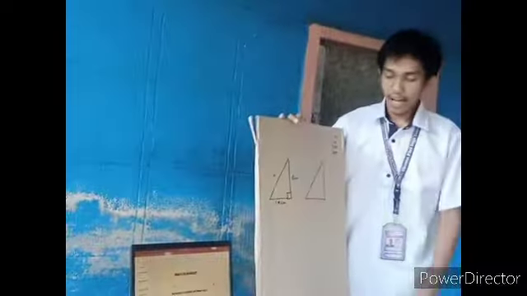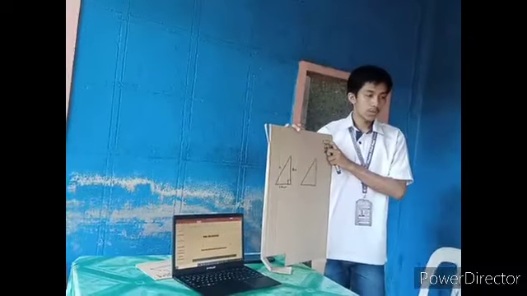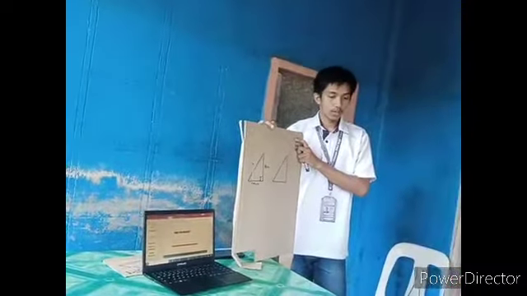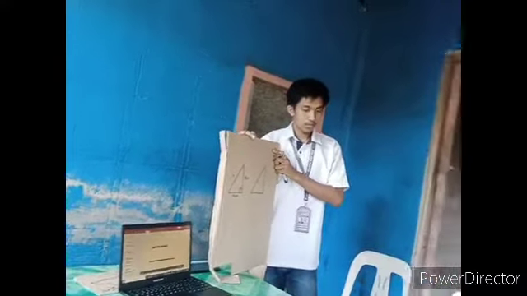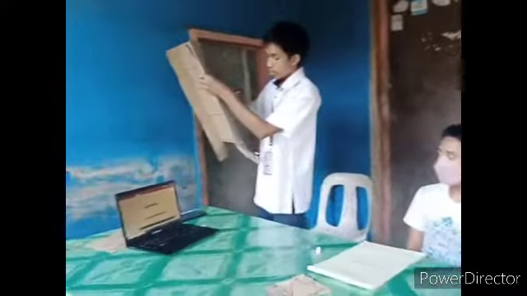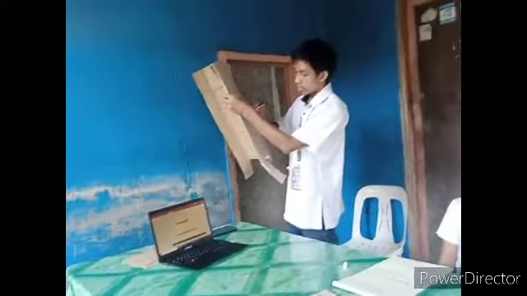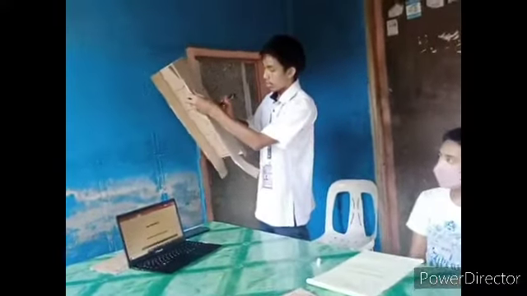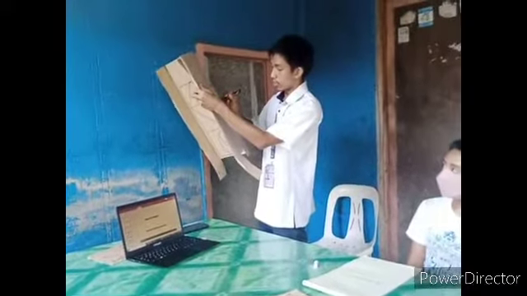And the adjacent side is 15 cm. So, how we will find the hypotenuse? Using the formula we discussed before, sir, by substituting the two given values. And the formula is a raised to the second power plus b raised to the second power equals c raised to the second power.